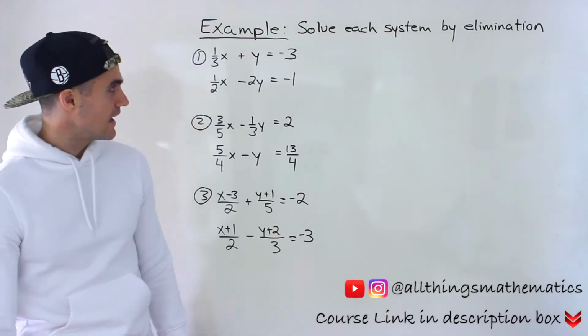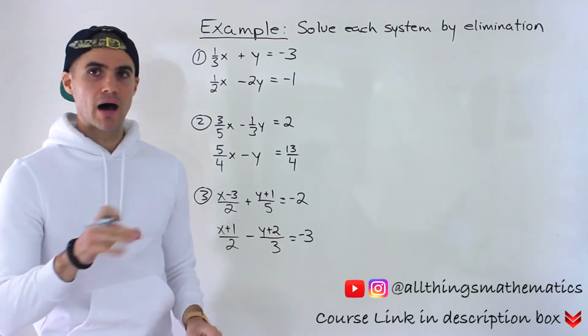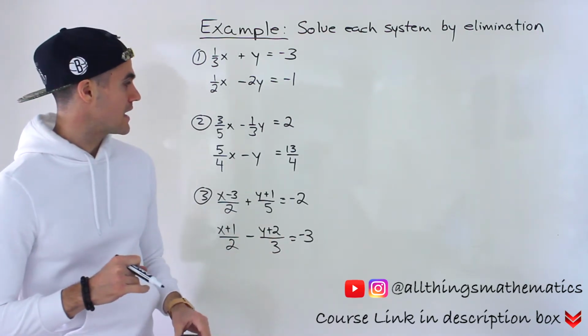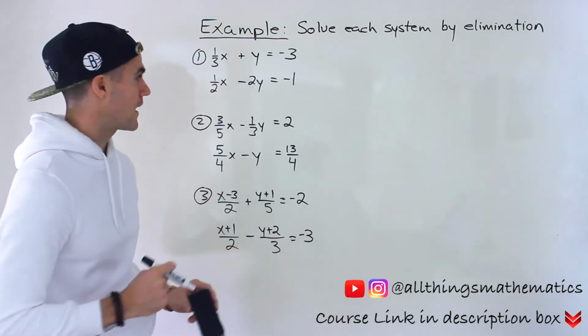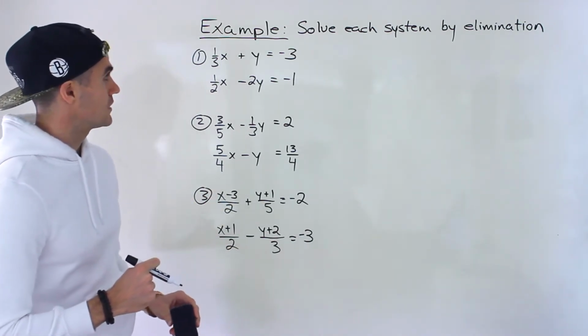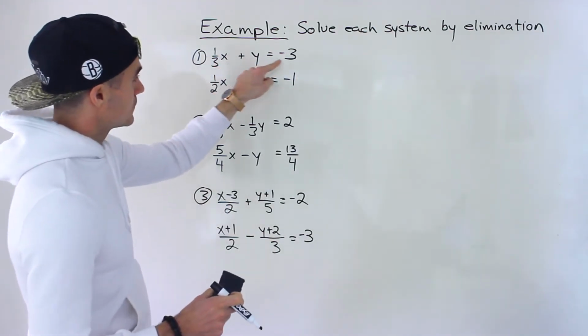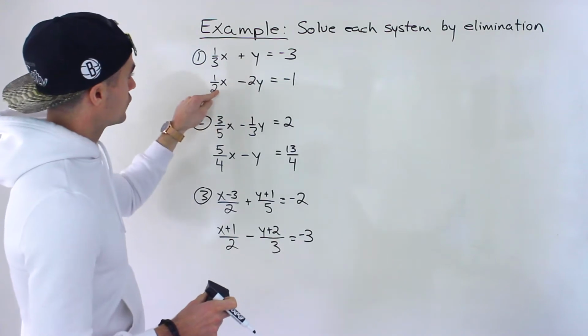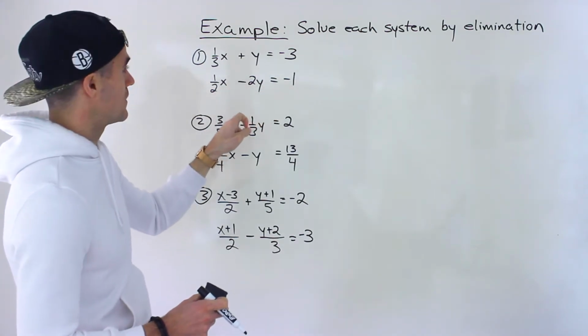Moving on to the next example, we have to solve these systems here by elimination. Notice that all of these are in fractions, so we're getting a little practice with some algebra here. Starting with number one, we've got 1 over 3x plus y is equal to negative 3, and then we've got 1 over 2x minus 2y is equal to negative 1.